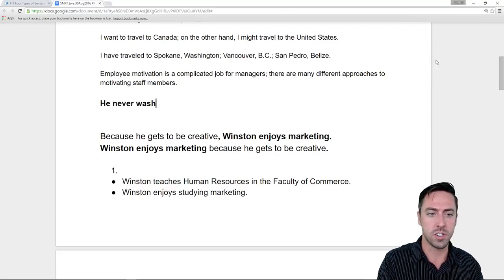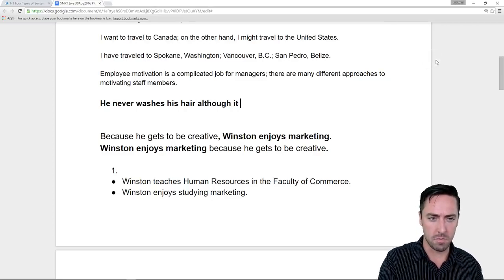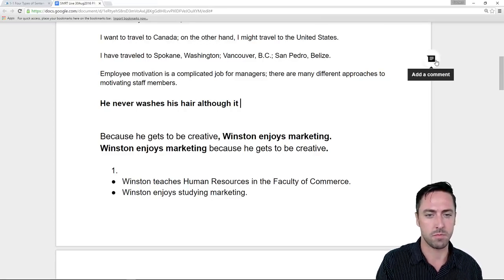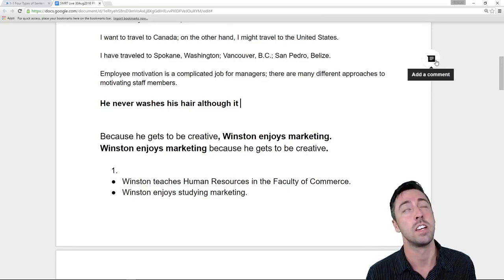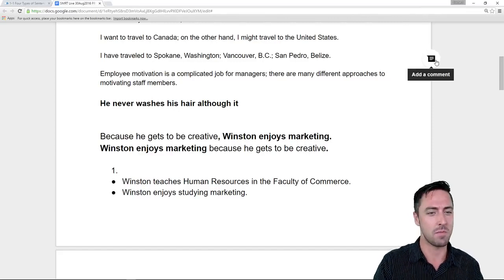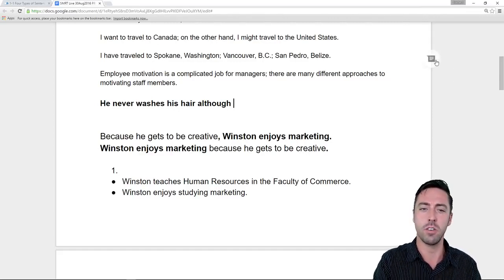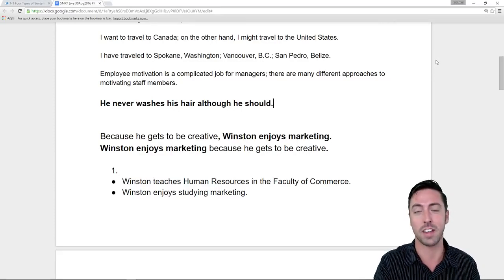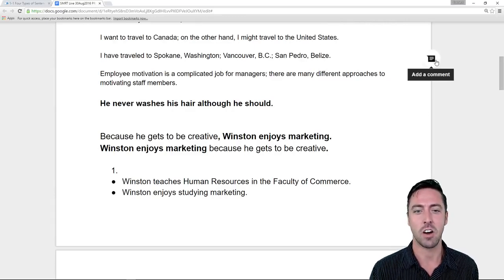He never washes his hair, although it, well, let me see. He never washes his hair. I'm trying to come up with an example off the spot here, and I'm having a hard time. He never washes his hair, although he should. How about that? We're gonna give a little bit of advice. Although he should.